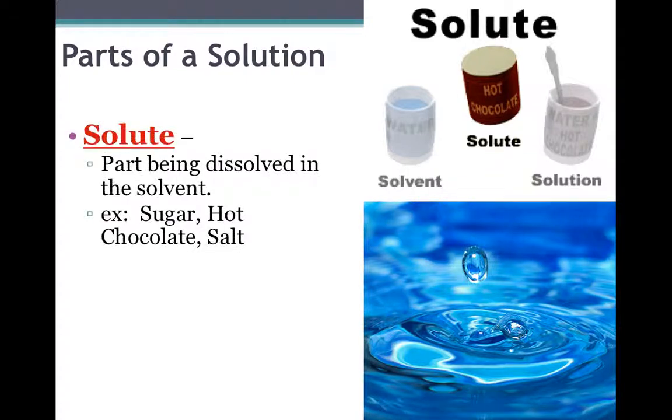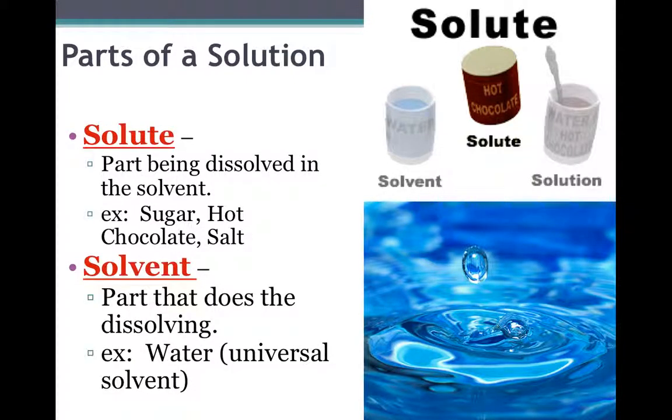Now, the parts of the solution are the two parts I was mentioning: you've got the solute and you've got a solvent. The solute is the part that is being dissolved. Examples could be sugar, salt, and I like this one, the hot chocolate mix. You get the Swiss Miss instant hot cocoa mix, and that powder, you mix it with water, stir it up in the hot water because you want hot cocoa. It's getting chilly out there, and then that cocoa mix will dissolve into the liquid.